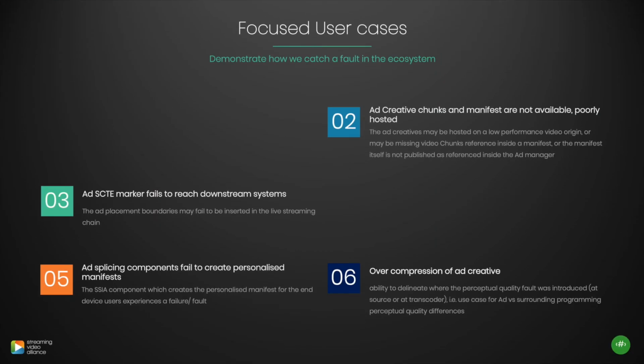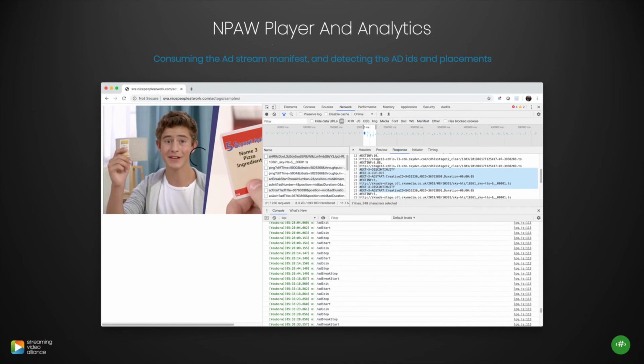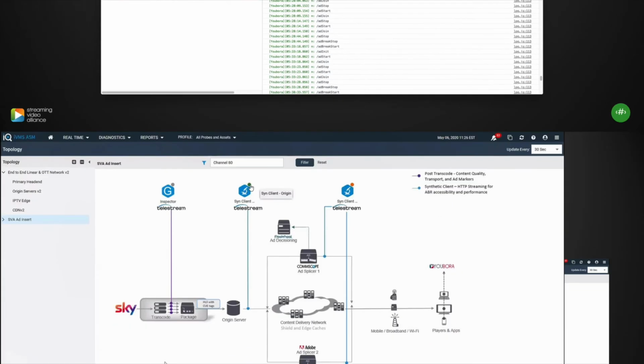So what we did was we basically went to try and solve these user cases first and see how we can monitor and detect a problem in these different areas. First off, inside the actual video player being used, we can detect not only when an ad placement came in, but more importantly, the actual ID of the ad as well. And this is at the player. So this can report back to an analytics dashboard to say, I saw a problem at this time for that user on that ad, and here's the ID.